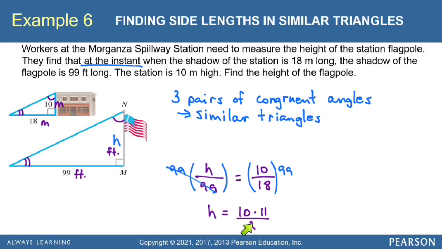And now we can see that 10 divided by 2 is going to be 5, and so 5 times 11 gives us 55, and that answer is in feet, because it has to be in feet since the other side in this triangle was measured in feet. Now, of course, this is not the only way to set up this proportion, but no matter which way you do it, you will get 55 feet as your answer.